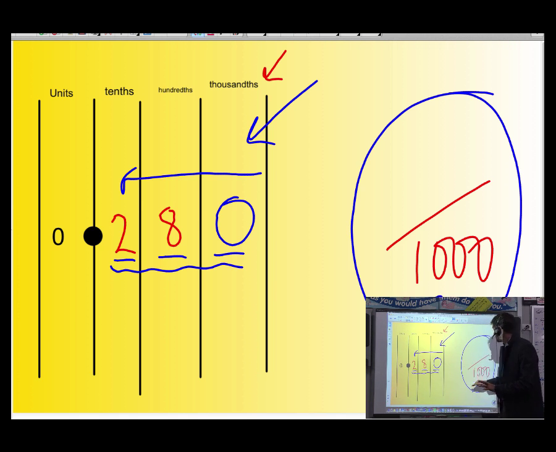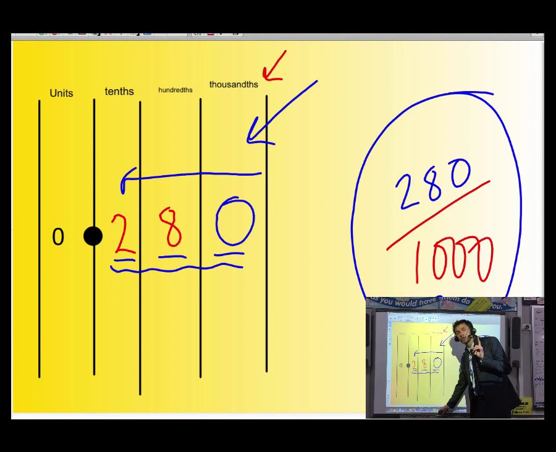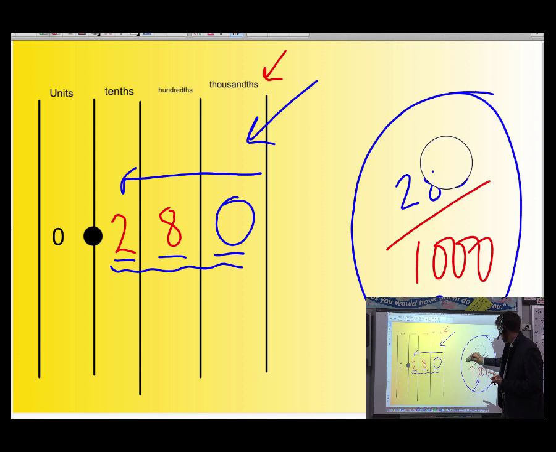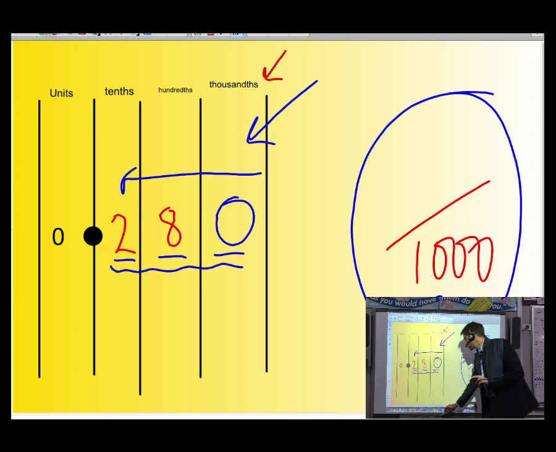And that means over here we just write down 280. And now a common mistake, a lot of you would just do this. A lot of you would just go 28.